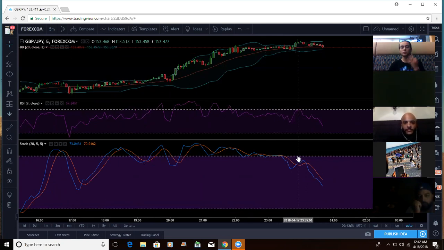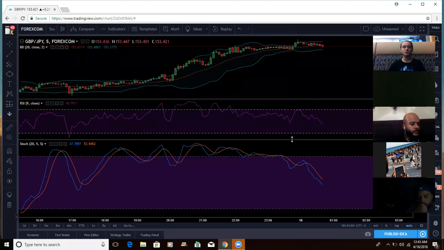And the requirements are those three things that I listed. The Bollinger bands being penetrated, okay? The RSI and the stochastic being outside of those purple zones. And it doesn't have to be purple. Yours may be a different color than mine, but the point is they have to be outside of those zones.